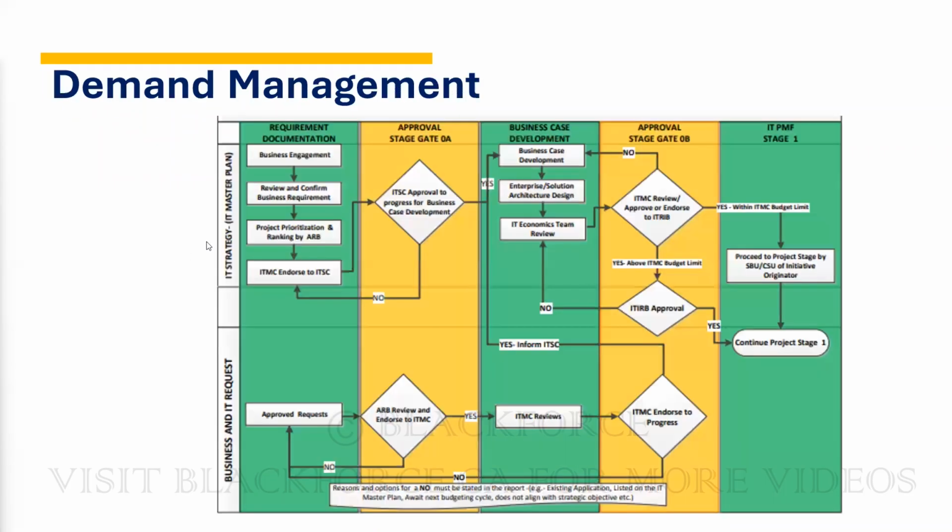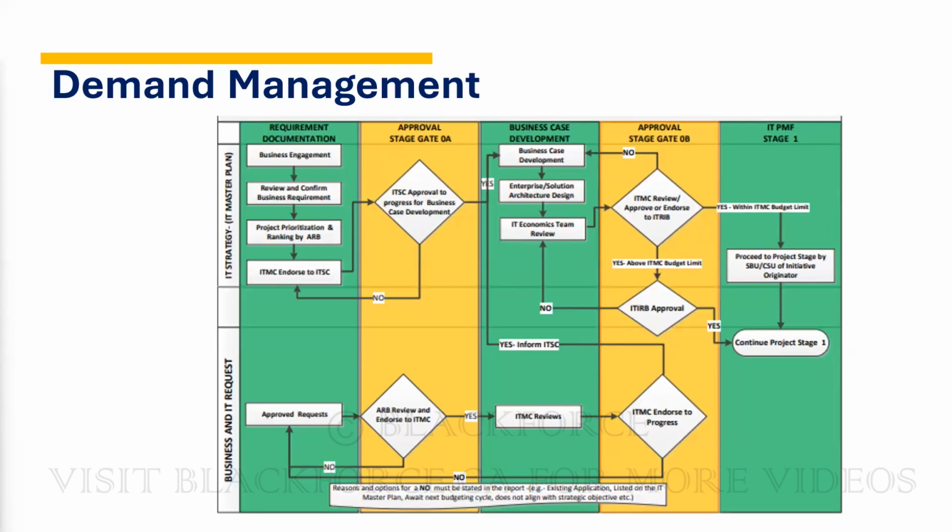We also talked about how demand is managed, right? How it starts from the business requirements, it goes through the review, being prioritized by the ARB. We talked about ARB being Architecture Review Board, right? Then it is endorsed by the IT Management Committee. Those are the people that lead IT. Then it is endorsed by the IT Steering Committee. That's the highest governing board for technology within any organization, right?